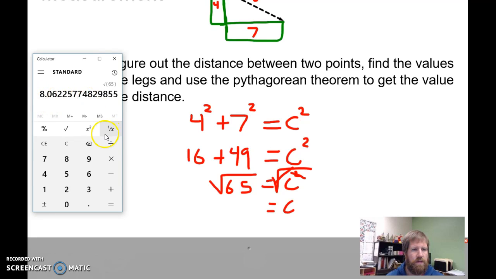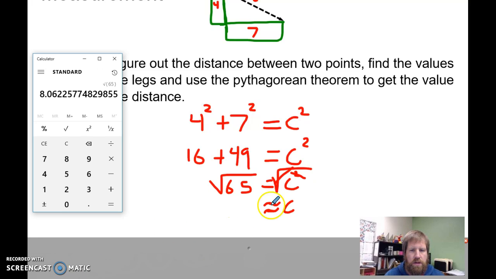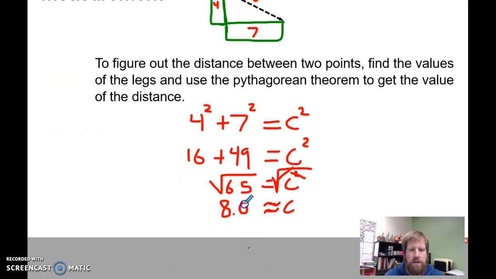of 65. Okay, it's a little bit over 8. And that makes sense because 8 times 8 is 64. So this is going to be just over. So if I'm buying wiring or whatever my situation is, I'm going to need a little more than 8 feet. And if I was told to approximate it, I do an about. Okay, so this is going to be about 8.06. Okay, and that is how we use the Pythagorean theorem to find the distance.